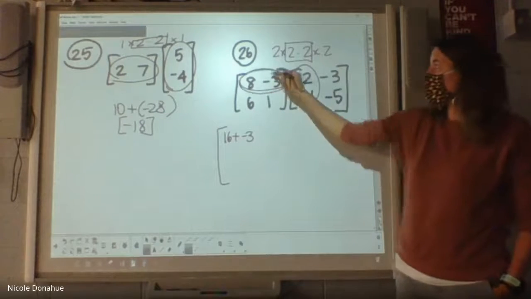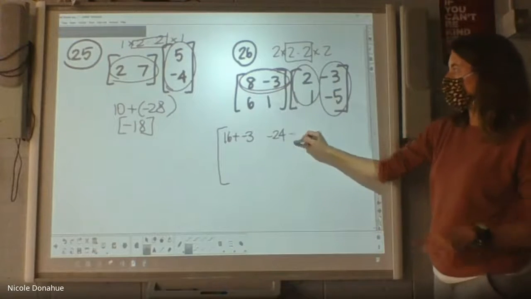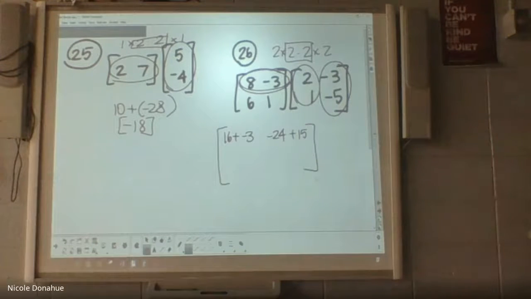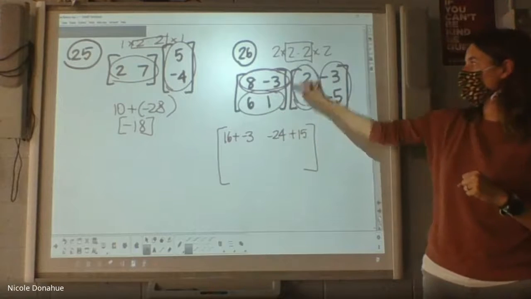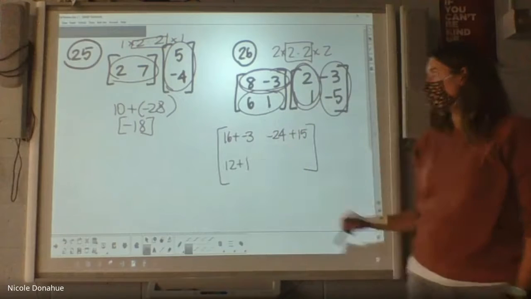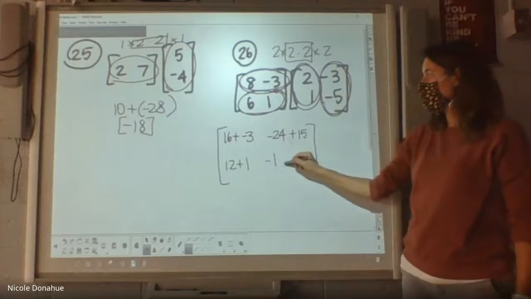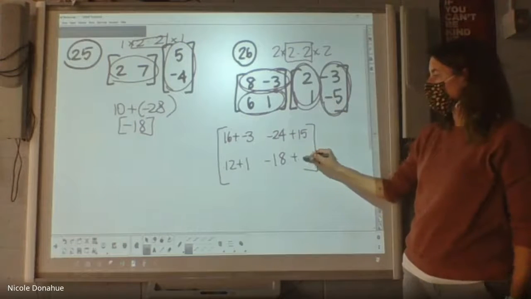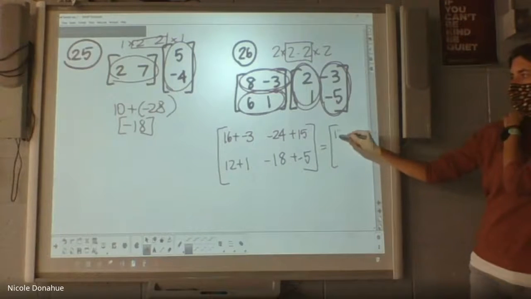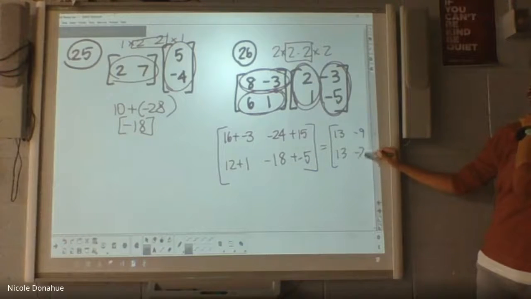Then I have to do this row times this column. So -24 plus a +15. And the bottom row times this column. So 12 plus 1. And then -18 plus a -5. So then we're just left with whatever happens when we add these. And so -23, I think.